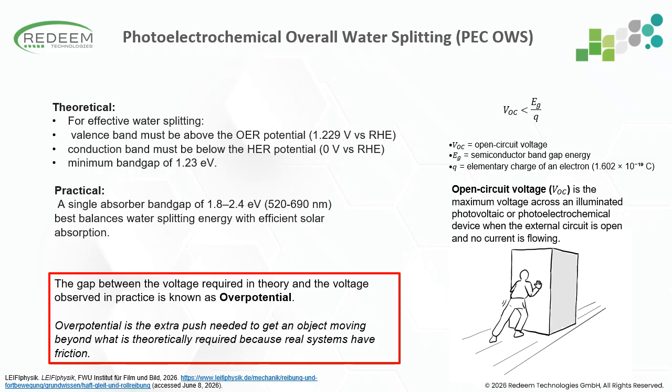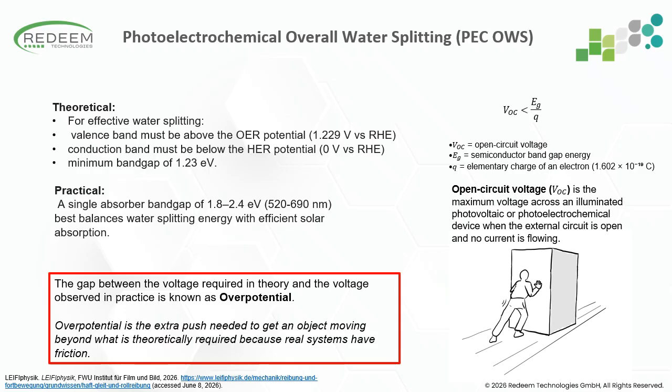A simple analogy here is when you push a heavy object. In theory, only a certain force is required, but in reality, you need to give it that extra push to overcome friction. And the overpotential is exactly this additional energy needed because real electrochemical systems are not ideal. As a result, single absorber photoelectrochemical devices typically require a larger band gap of around 1.8 to 2.4 electron volts. And this provides enough photovoltage to drive the reaction while still absorbing a useful fraction of the solar spectrum.